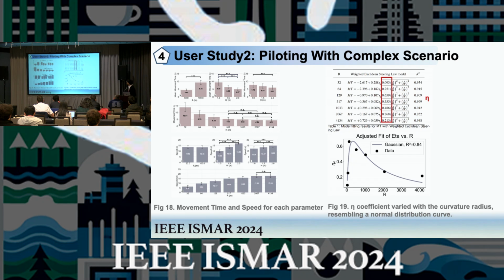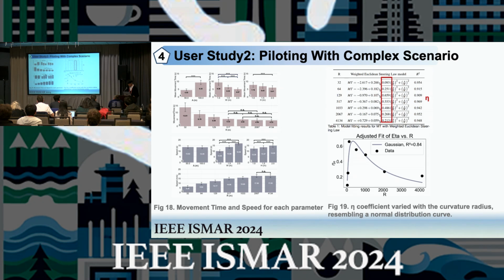For example, R-square equals 0.954, 0.915. We can find that at extreme values, nearly straight or highly curved paths had minimal impact compared to width. Width was the primary influencer on movement time.